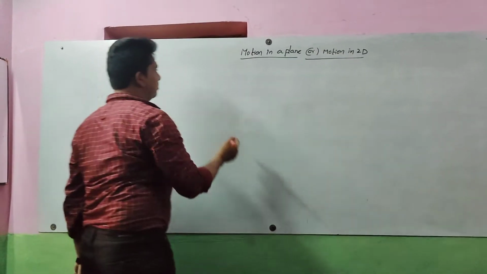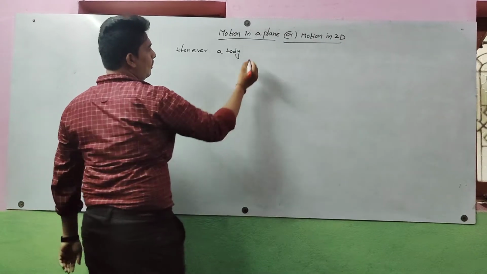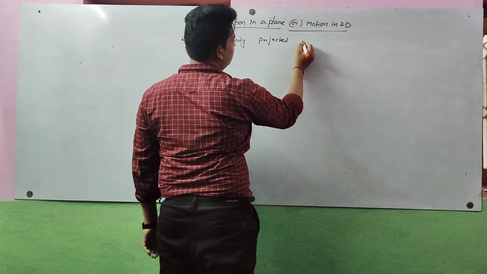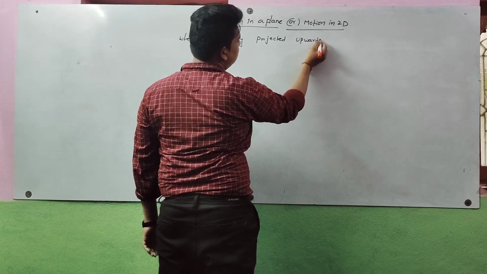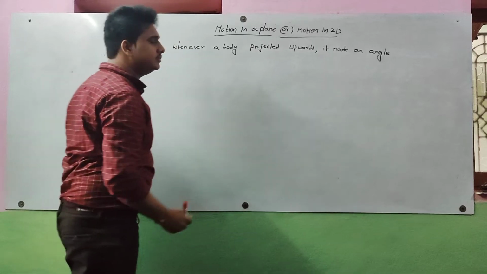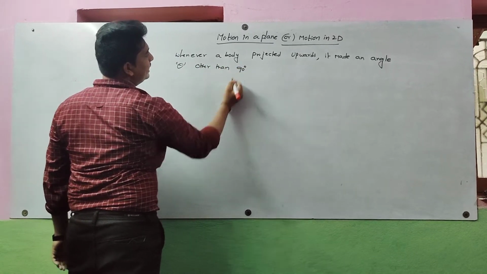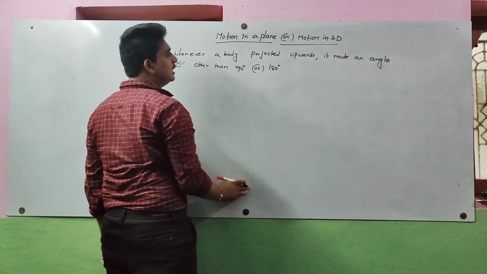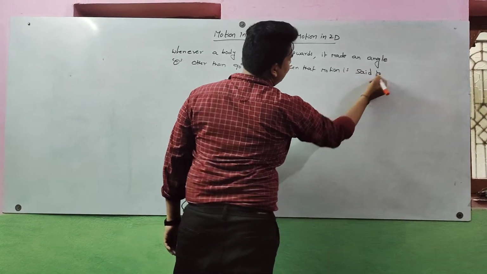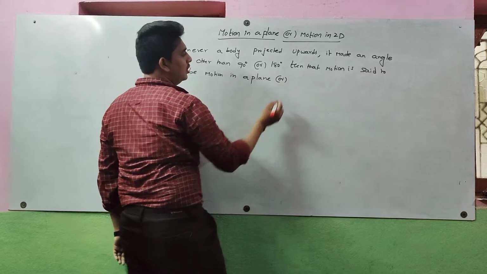So the most important thing, the definition: whenever a body is projected upwards and makes an angle theta other than 90 degrees or 180 degrees, then that motion is said to be motion in a plane or motion in 2D.